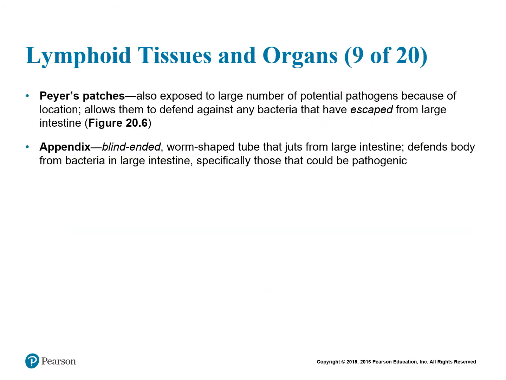Peyer's patches. These are actually kind of like a fail-safe. So if you have something coming out or escaping the large intestine, these things are supposed to catch them. And then, of course, the appendix. Any bacterium or pathogens that are detected in your large intestine typically end up there. And again, just really quick, it's specifically those that could be pathogenic.